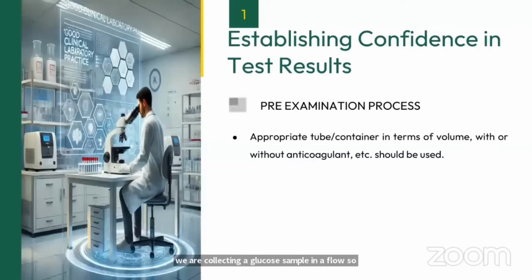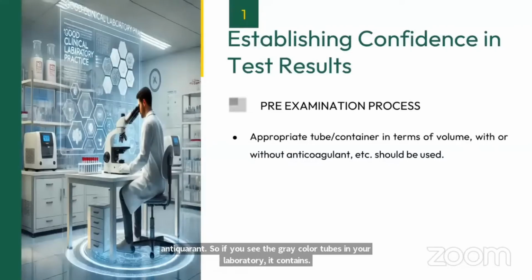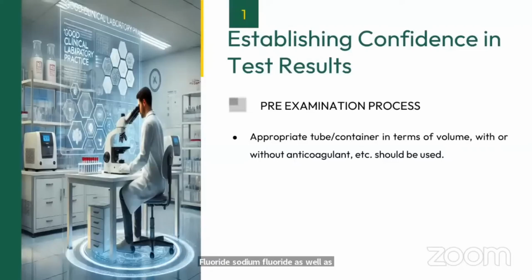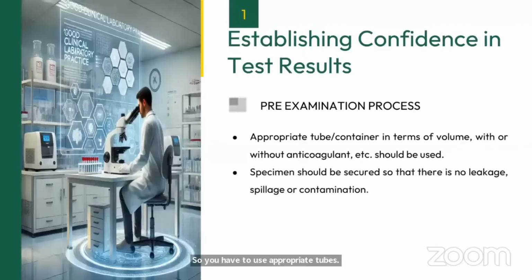So if you see the gray color tubes in your laboratory, it contains sodium fluoride as well as EDTA. EDTA acts as an anticoagulant, and sodium fluoride acts as a preservative, so that the glucose levels do not get decreased or are appropriately preserved in the tube. So you have to use appropriate tubes, appropriate volumes, appropriate preservatives, and anticoagulant whenever it is required.